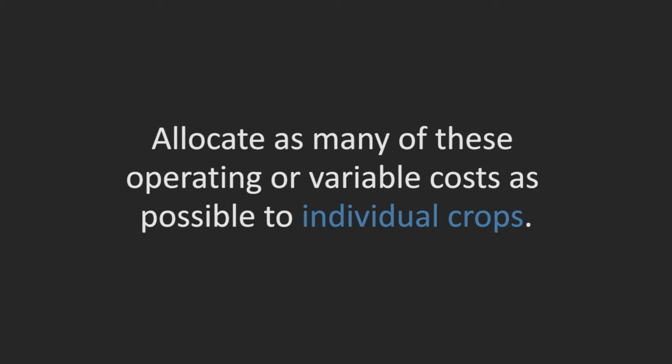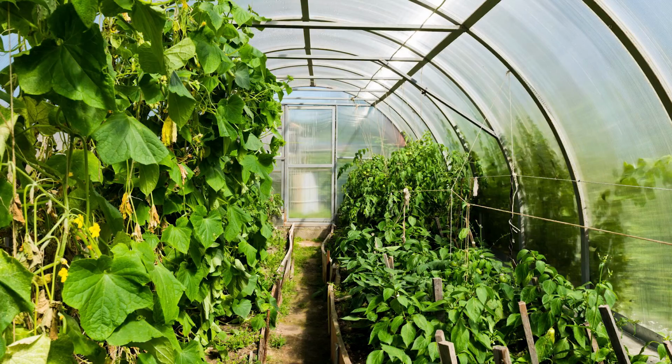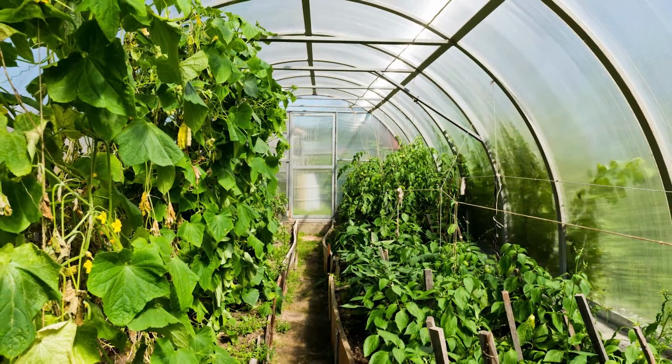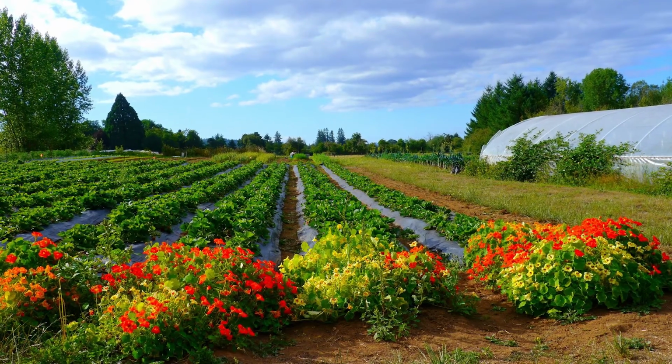Once you've gathered this information, allocate as many of these operating or variable costs as possible to individual crops. You can treat variable costs that you cannot allocate to a particular crop the same way that you treat unallocated overhead costs. Add them to unallocated costs and assign them to each crop on a per square foot per week basis for greenhouse crops and on a per acre basis for field crops.